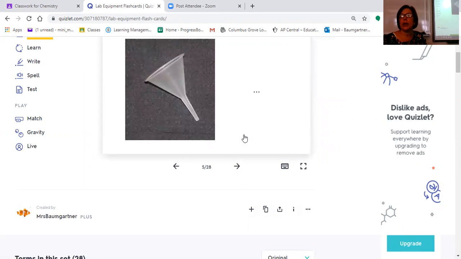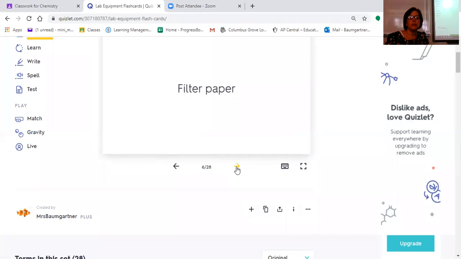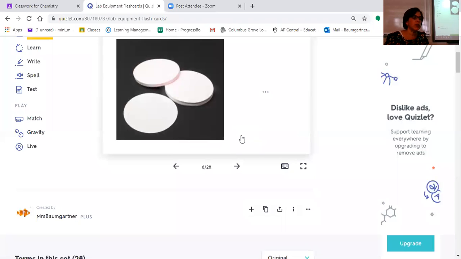Funnels, kind of self-explanatory. You've used those before, and a lot of you filtered your substance through a funnel and filter paper. So our funnels are designed to hold filter paper to let us filter things in a lab. Some of these things we really don't need to talk about all that much. So the filter paper goes in the funnel.